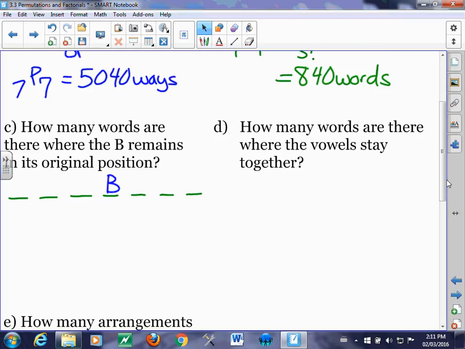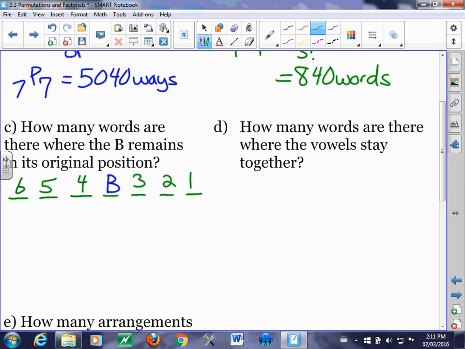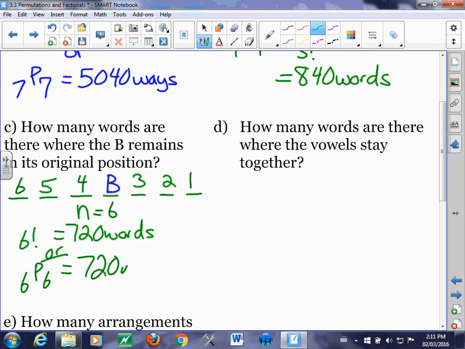So if B is stuck where it is, how many different arrangements do we have? B is fixed. So how many do we have left to start off with? We have 6 here, and then 5 here, 4, 3, 2, and 1, right? Or you got to realize that n equals 6 because we have 6 left over that are flexible to move around, but B is fixed. So we have 6 factorial, which equals 720 words. Or you could have said, we have 6 free ones and we want to make 6-letter words from them. So we have 720 words.